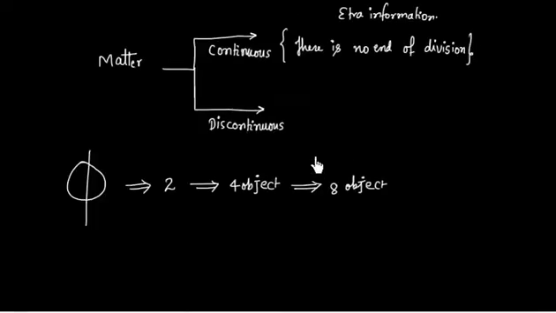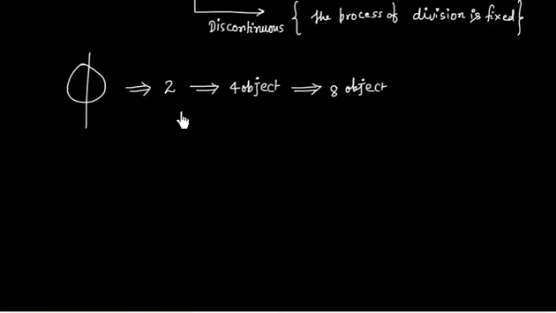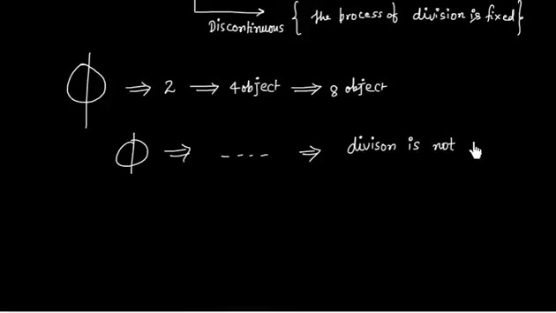But when I say matter is discontinuous, in this case the process of division is not infinite. It is basically finite. The process of division is fixed. The meaning is simple. If you have an object and you start dividing, you will come to a point after which division is not possible.